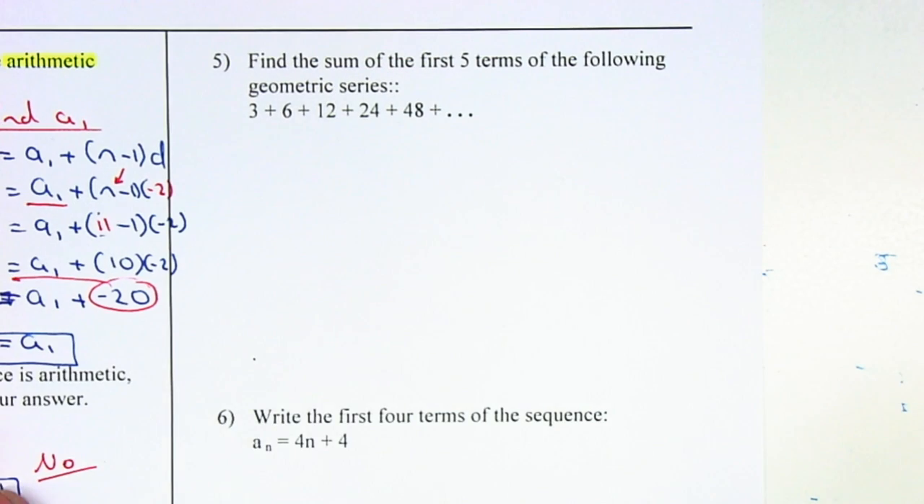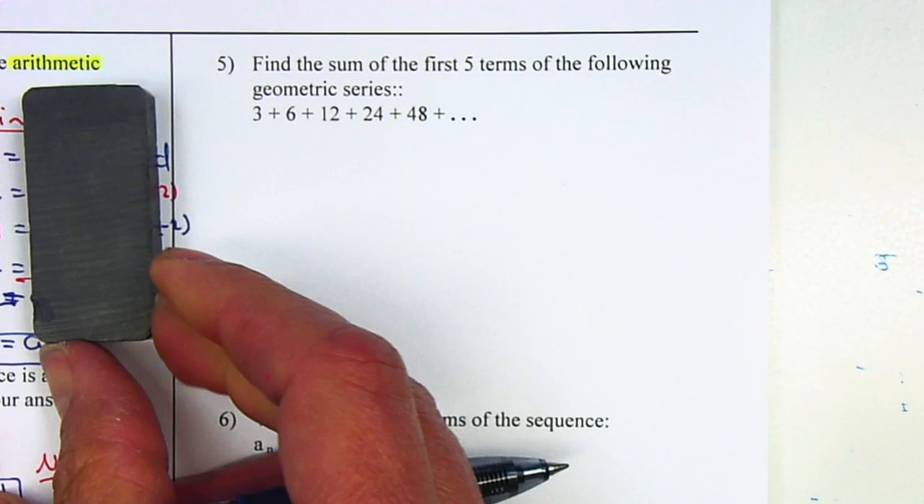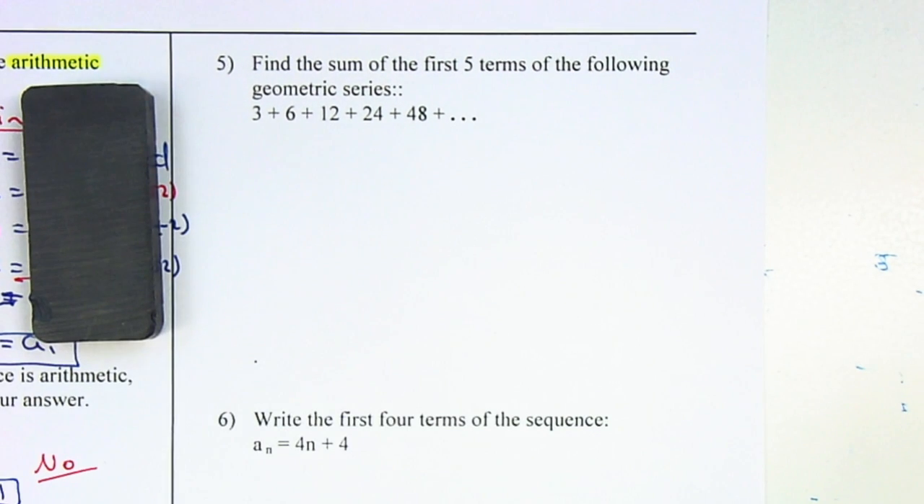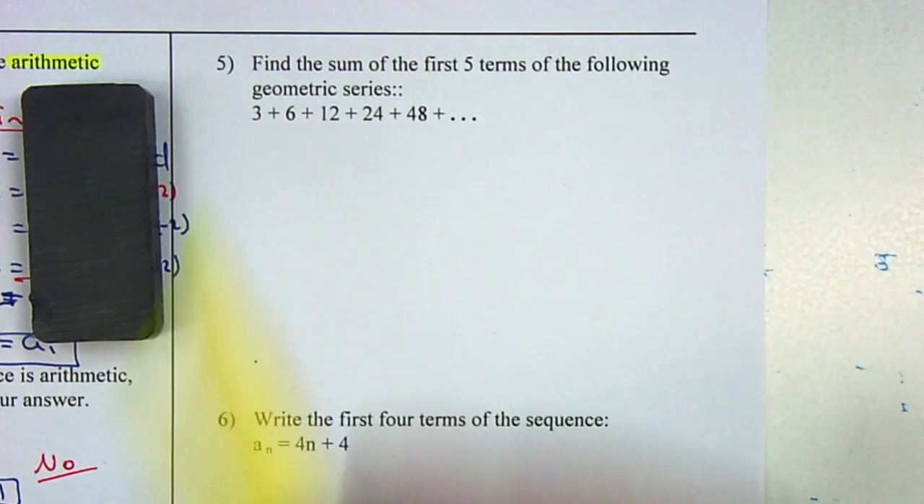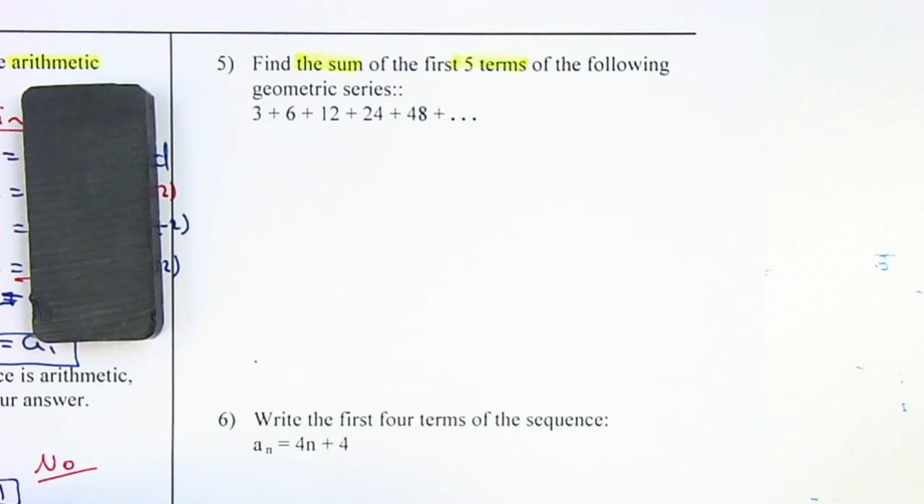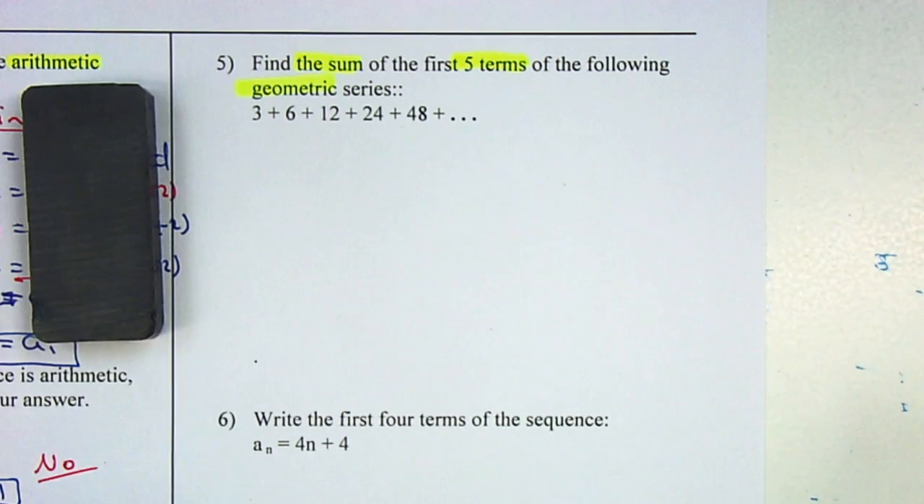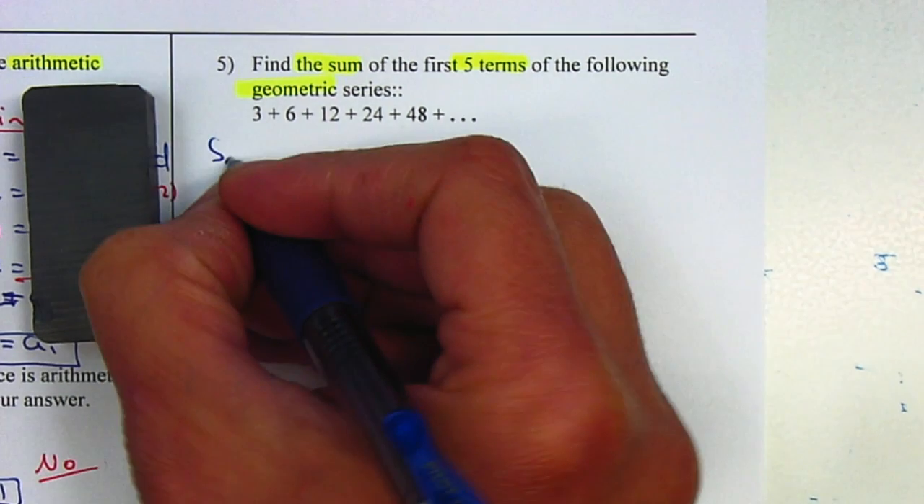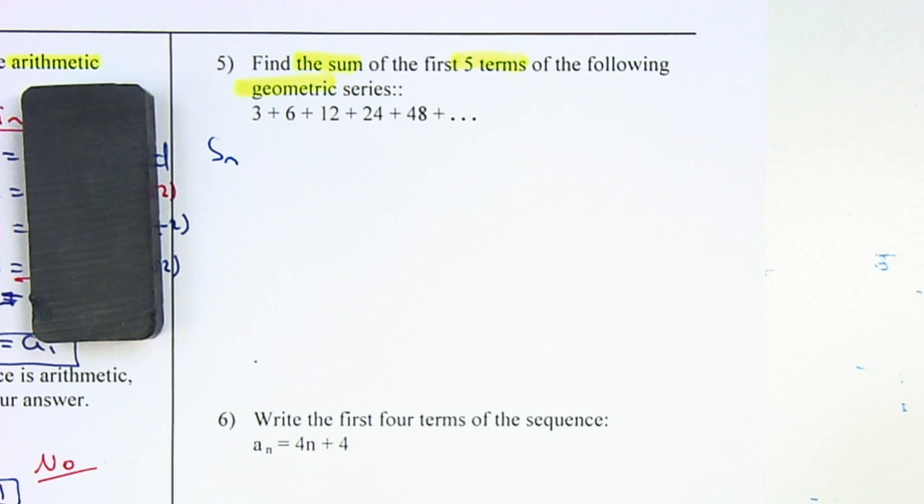Let's continue with problem number 5. It says find the sum of the first 5 terms of the following geometric series. So we're still looking for the sum, but in this case it's the geometric series. So it's going to be S of n, because we're looking for the sum.